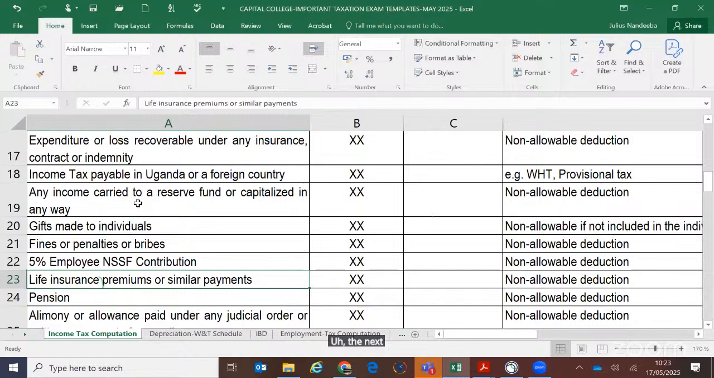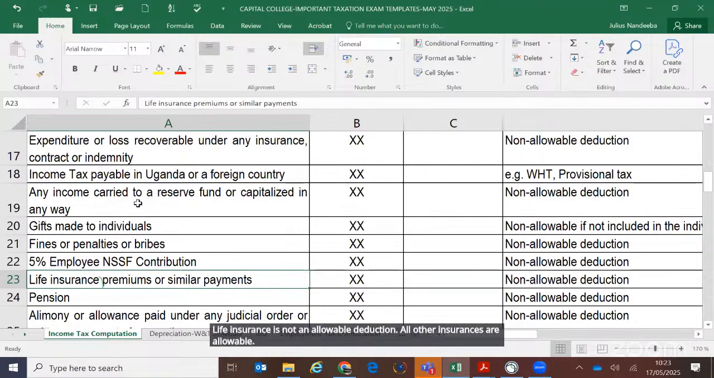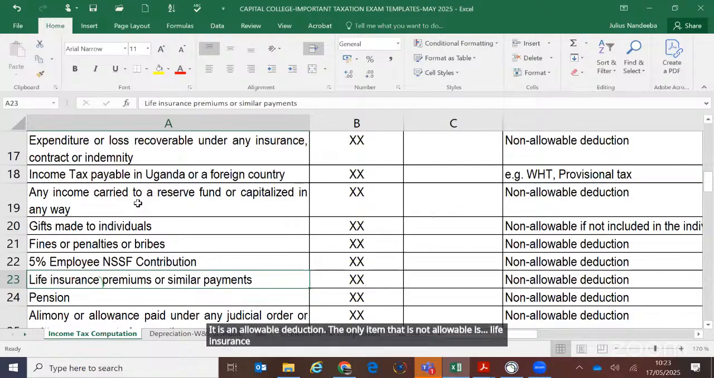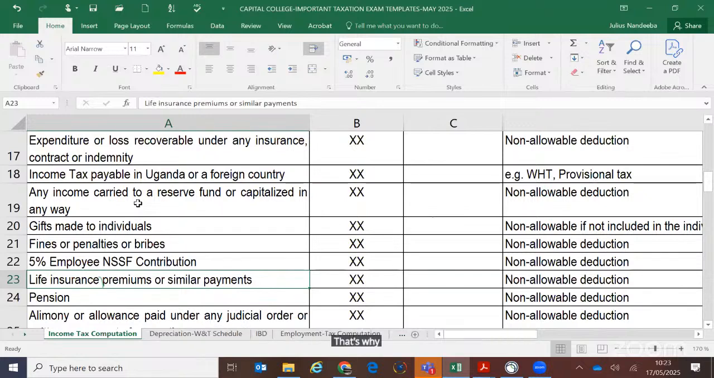The next item is life insurance premiums. Every time they pay for your life insurance is not an allowable deduction. All other insurances are allowable. Call it medical insurance, call it workman's compensation, call it any other insurance for the staff, it is an allowable deduction. The only item that is not allowable is life insurance for the staff, because life insurance is even after you have left employment. That's why we disallow it.